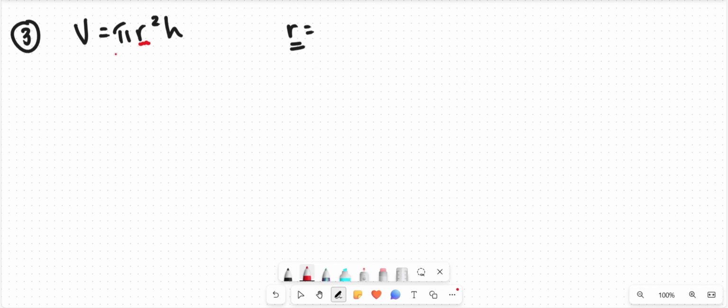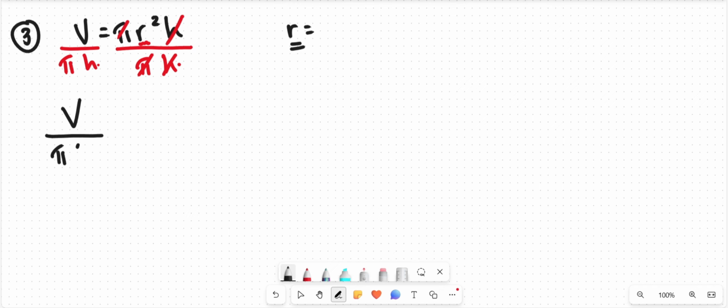I need to identify where my r is. What is happening to that r is being multiplied by pi and it's being multiplied by h. So I need to do the inverse of that: divide by the pi and the h. So these are going to cancel and these are going to cancel, so I end up with v divided by pi h is equal to r squared.